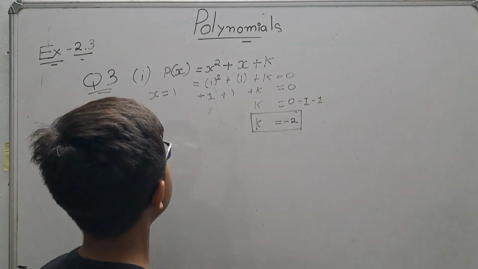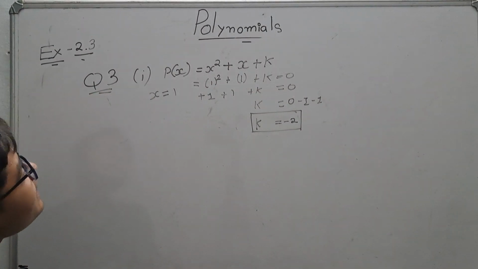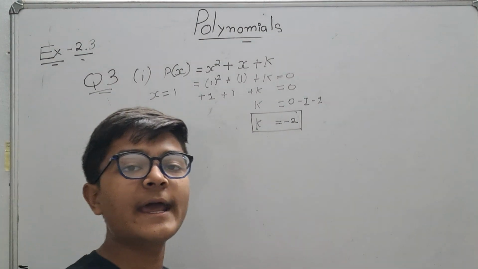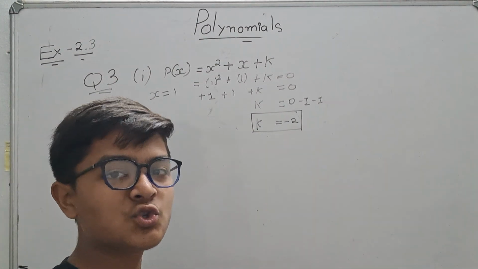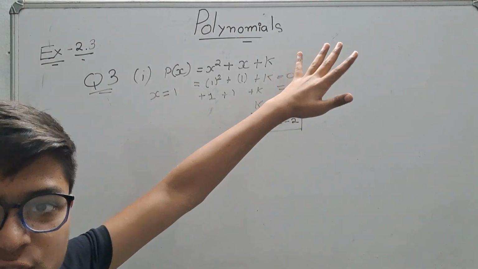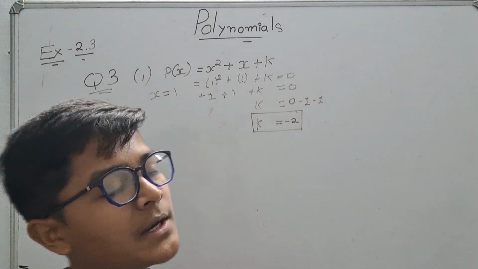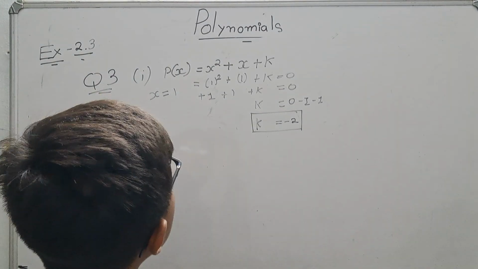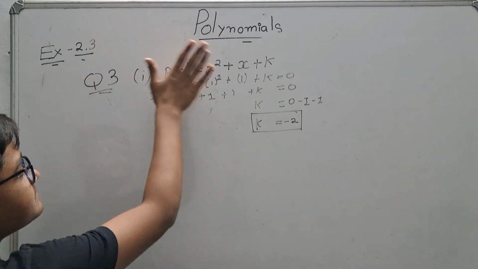So students, in question number 3 they have given the factor x minus 1, so the answer will be x is equal to 1. I have shown this in question number 1 of 2.3. So let's start.